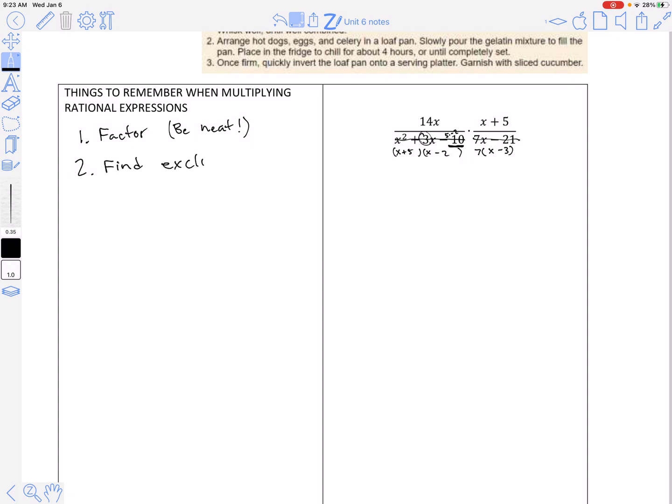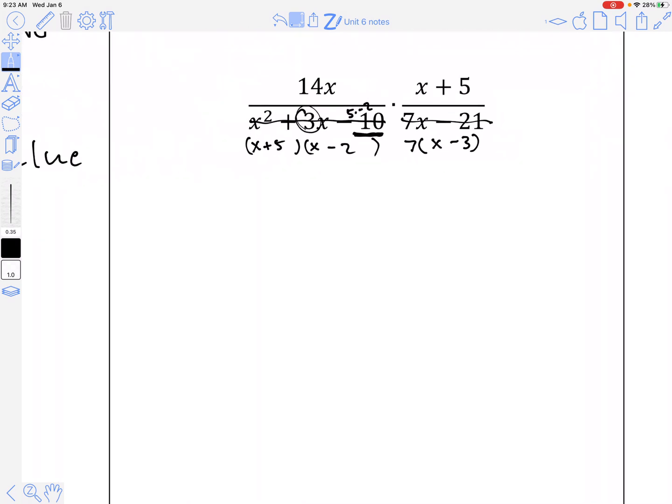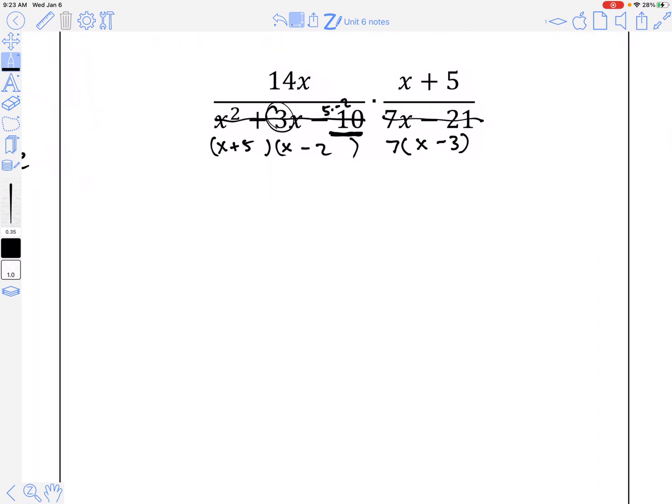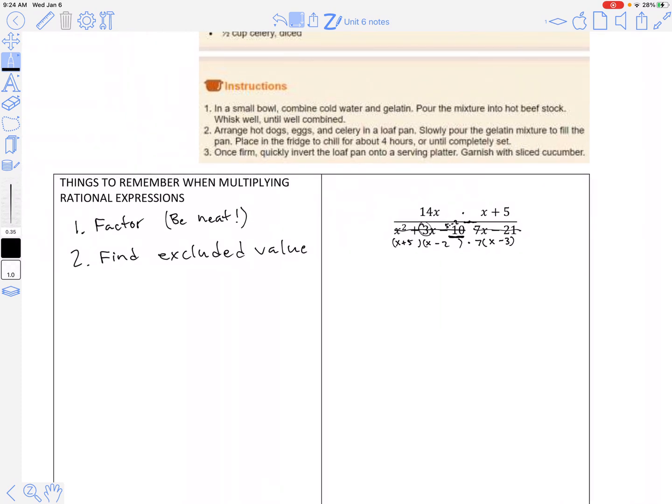Find excluded values by, if you remember, an excluded value is any potential number that could go in for the variable x and cause issues. And in this case, because we're working with fractions, we can never divide by 0. You just can't. So anything that would cause the denominator to be 0 is an issue. So take a look here. When we're multiplying fractions, we're just multiplying straight across. So I can technically just put a multiplication sign here, and they're all one fraction now, and that would be the process.